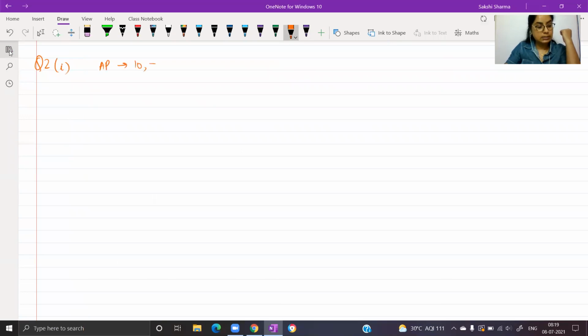The AP given to us is 10, 7, 4, and so on. Now they have already mentioned that it is an AP. The first term is 10. The common difference can be obtained by taking any two consecutive terms and subtracting them. So I'm taking a2 and a1, the second and the first term. 7 minus 10, the common difference is -3. So you can always check if your arithmetic progression is in decreasing order. अगर आपके numbers की value decrease हो रही है, common difference जो होगा वो negative होगा. And in case the arithmetic progression is increasing, the common difference should be positive.